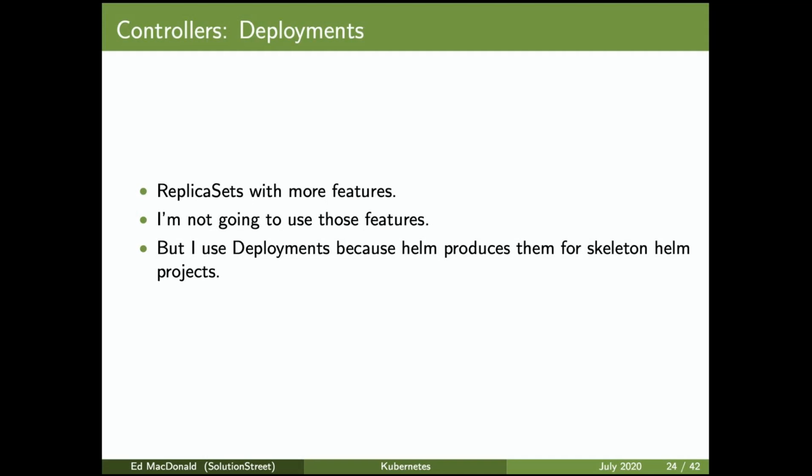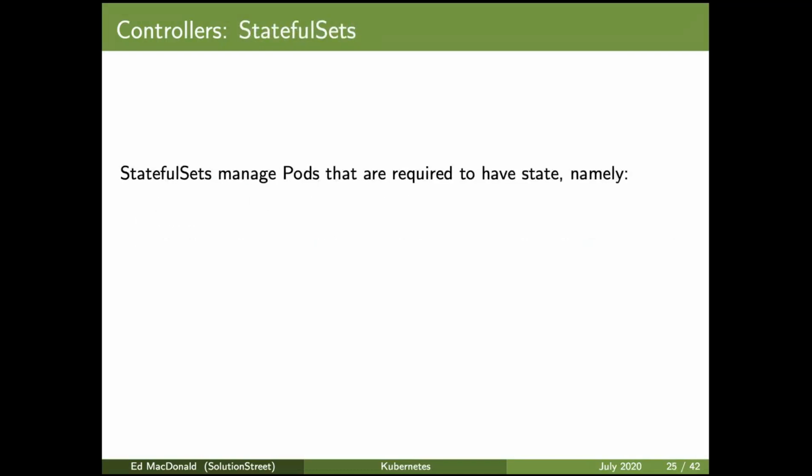Helm will produce a skeleton deployment for you, and by default, it uses deployments in that skeleton deployment. And there are reasons to use deployments over replica sets. Like I said, I'm not going to go into any of those reasons, but it is the best practice to use deployments instead of replica sets.